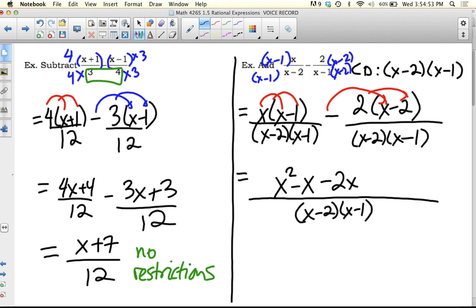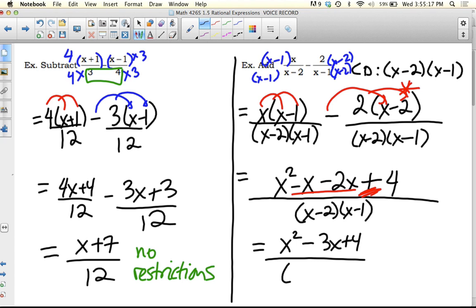And again, don't forget about this negative 2. I guarantee you some of you are going to make this mistake, okay? Negative 2 times negative 2 is plus 4, okay? Watch out for that. So in the end, we get, combine the top, x squared, combine our like terms, we have negative 3x and plus 4, all over x minus 2, x minus 1, okay?